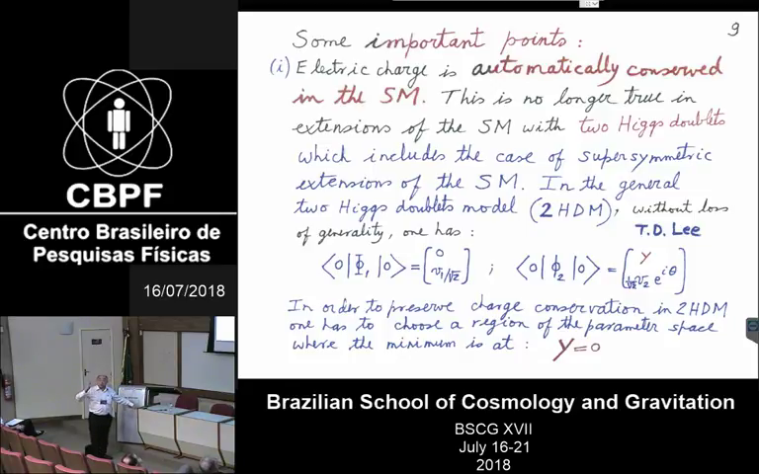Now, the model as T.D. Lee suggested is ruled out by experiment, but it is possible to have extra symmetries that save the model. The model is ruled out because of flavor-changing neutral currents mediated by the Higgs. That is the reason why the model, as it was, was ruled out, but you can have symmetries that save the model. I will not talk much about that. It's something very recent.